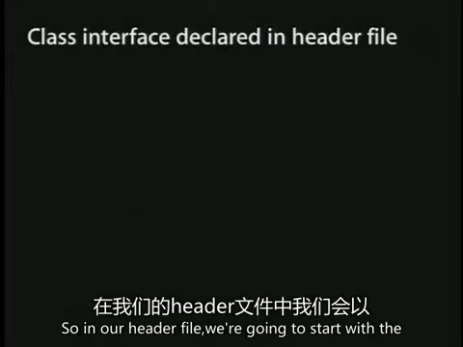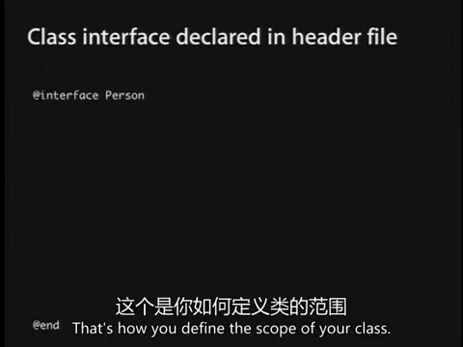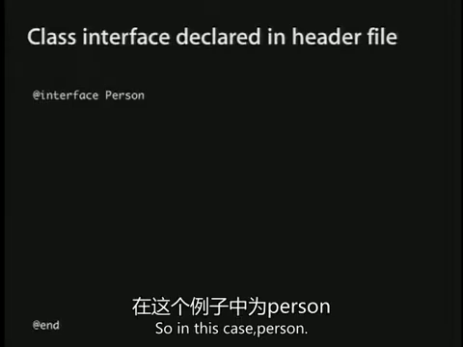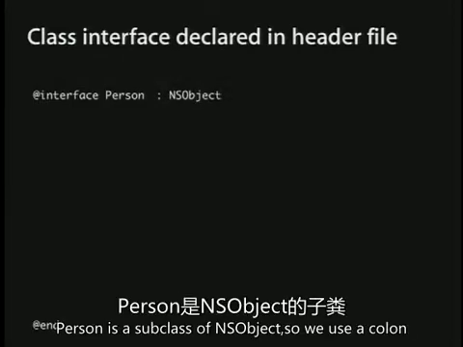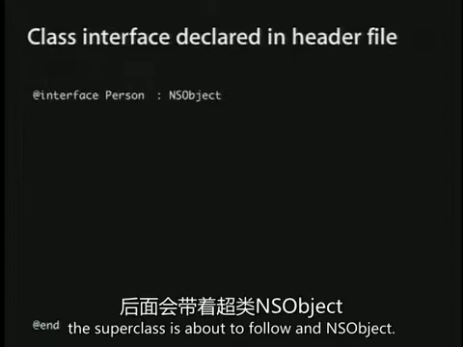In our header file, we're going to start with the @interface keyword, and @end is down at the bottom. That's how you define the scope of your class. @interface is followed by the name of the class itself, so in this case, Person. Person is a subclass of NSObject, so we use a colon to say that the superclass is about to follow. And it's NSObject.